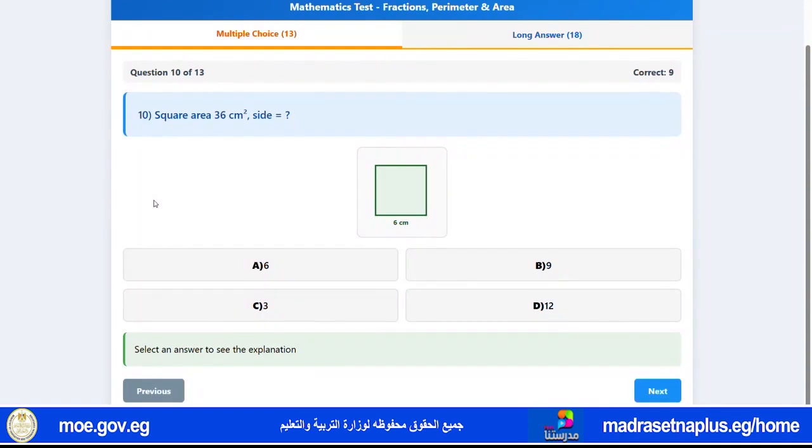Now, if we have the area, how to get the side, how to get the perimeter? We should remember the area of a square equals side times side. What times itself equals 36? It's 6. So 6 times 6 equals 36.